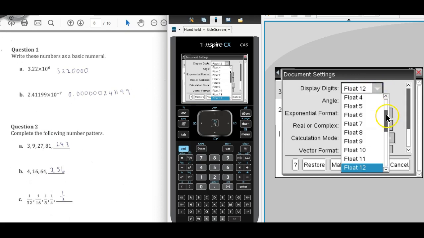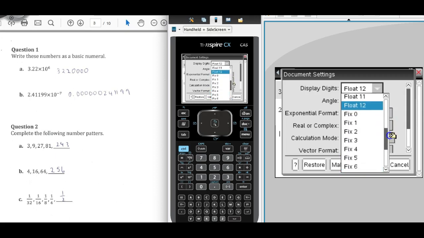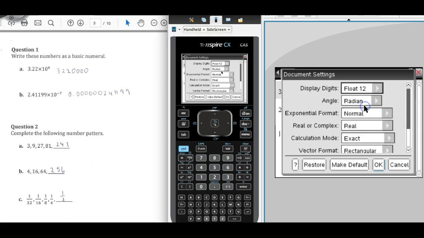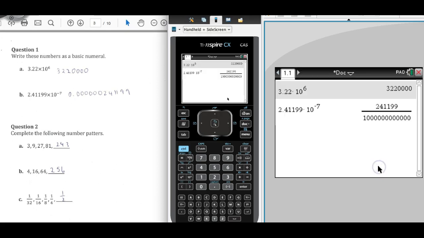So if I go just down here, float means decimal, how many decimal places it's going to be to, and fix means it's going to be exactly that many decimal places. So if I fix it to 1, my answer is only ever going to be to 1 decimal place. So if we want as many decimal places as possible, we just go to float 12. The other thing is exact. If I put it into approximate, it's now going to put my answers as a decimal instead of as a fraction, like you can see here.